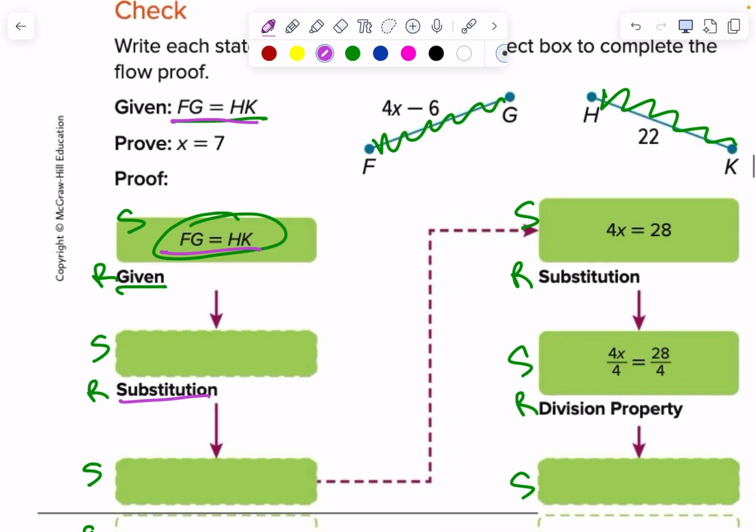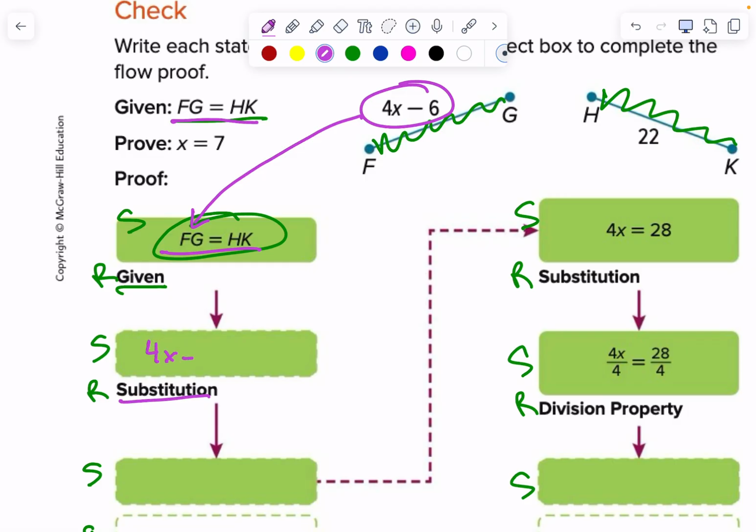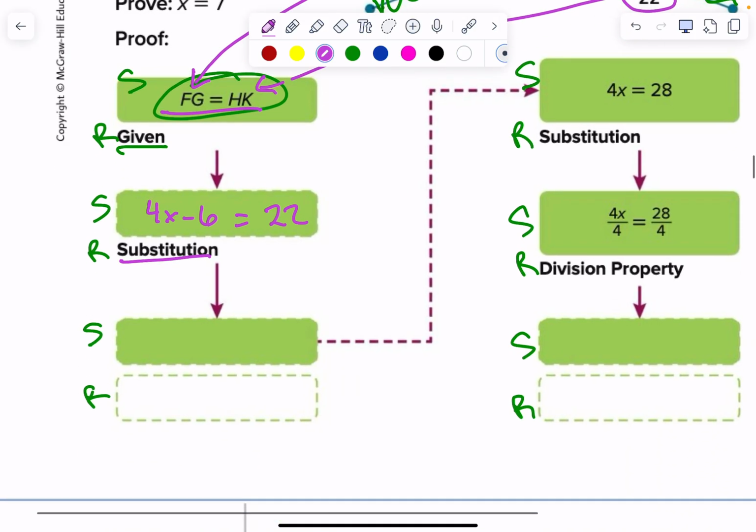What are we substituting? 22 equals 4x minus. Yeah, so FG, okay, but hold on. We got to keep it in the same order. So FG is going to go in that spot. So let's go 4x minus 6 is equal to 22. We'll keep them in the same order. So we're substituting the 22 in for the HK. We're substituting the 4x minus 6 in for that stuff. Then okay, add the 6 over.